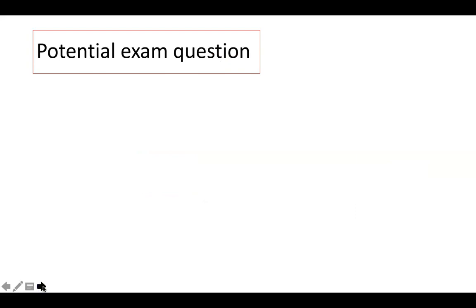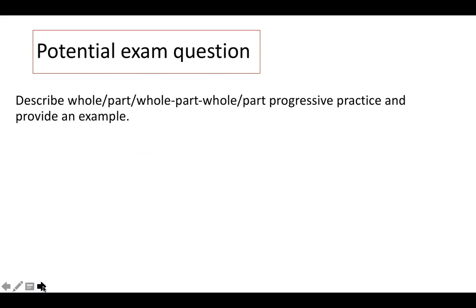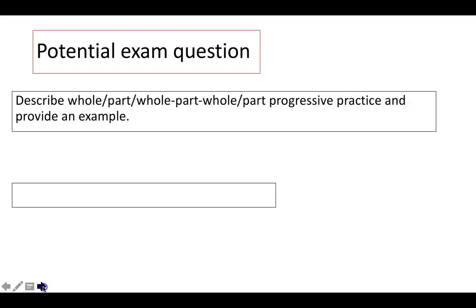If we go on to potential exam questions, you could have: describe whole practice and provide an example, or describe part practice and provide an example, or whole part whole practice and progressive part practice, providing examples. So it's really important we're able to describe each one and provide an example. You may also get asked to compare the use of part and whole practice, so comparing two of the practices together. Part and whole tend to be the ones that are questioned more because it's easier to compare them. That is something we're going to look at in today's lesson, and with regards to the screencast we're mainly focusing on being able to describe and provide examples.